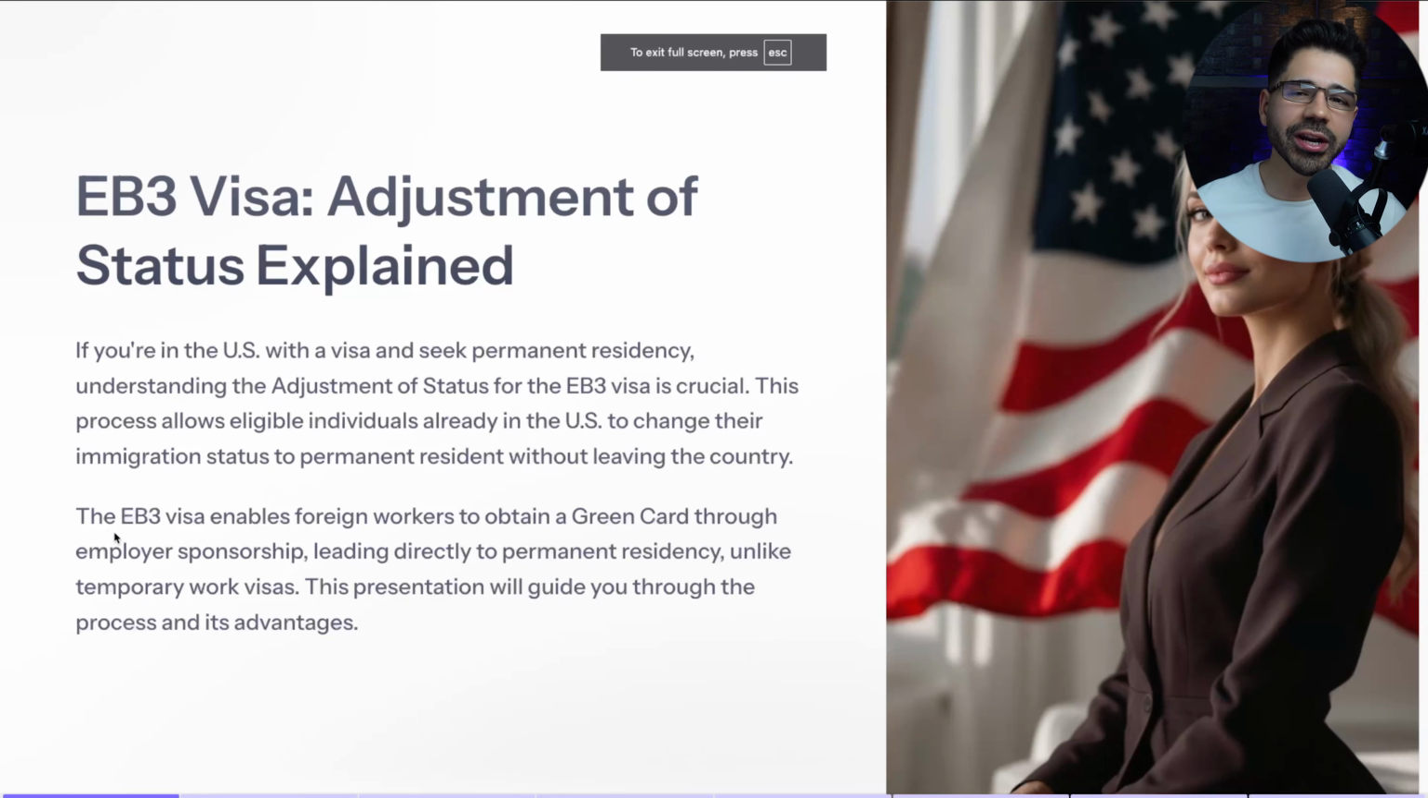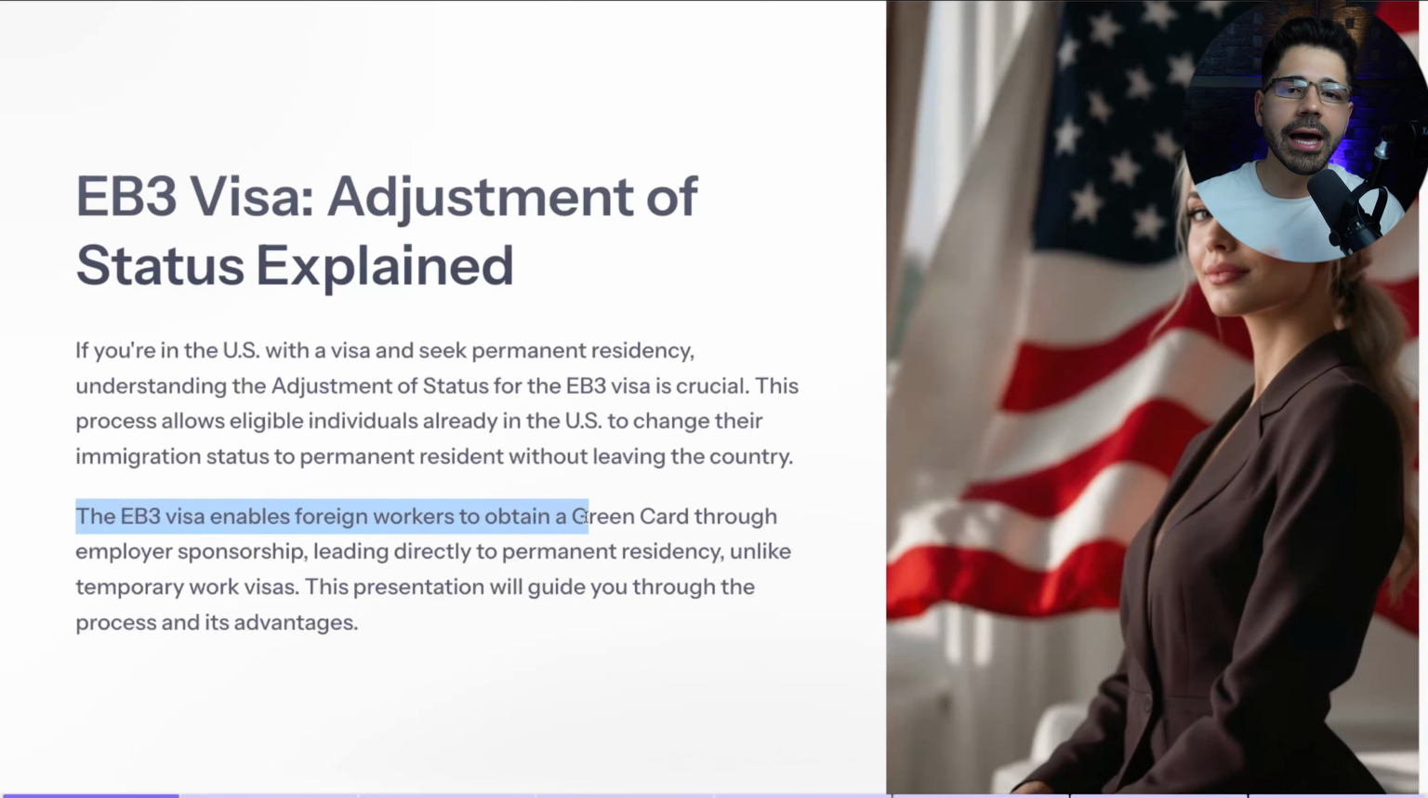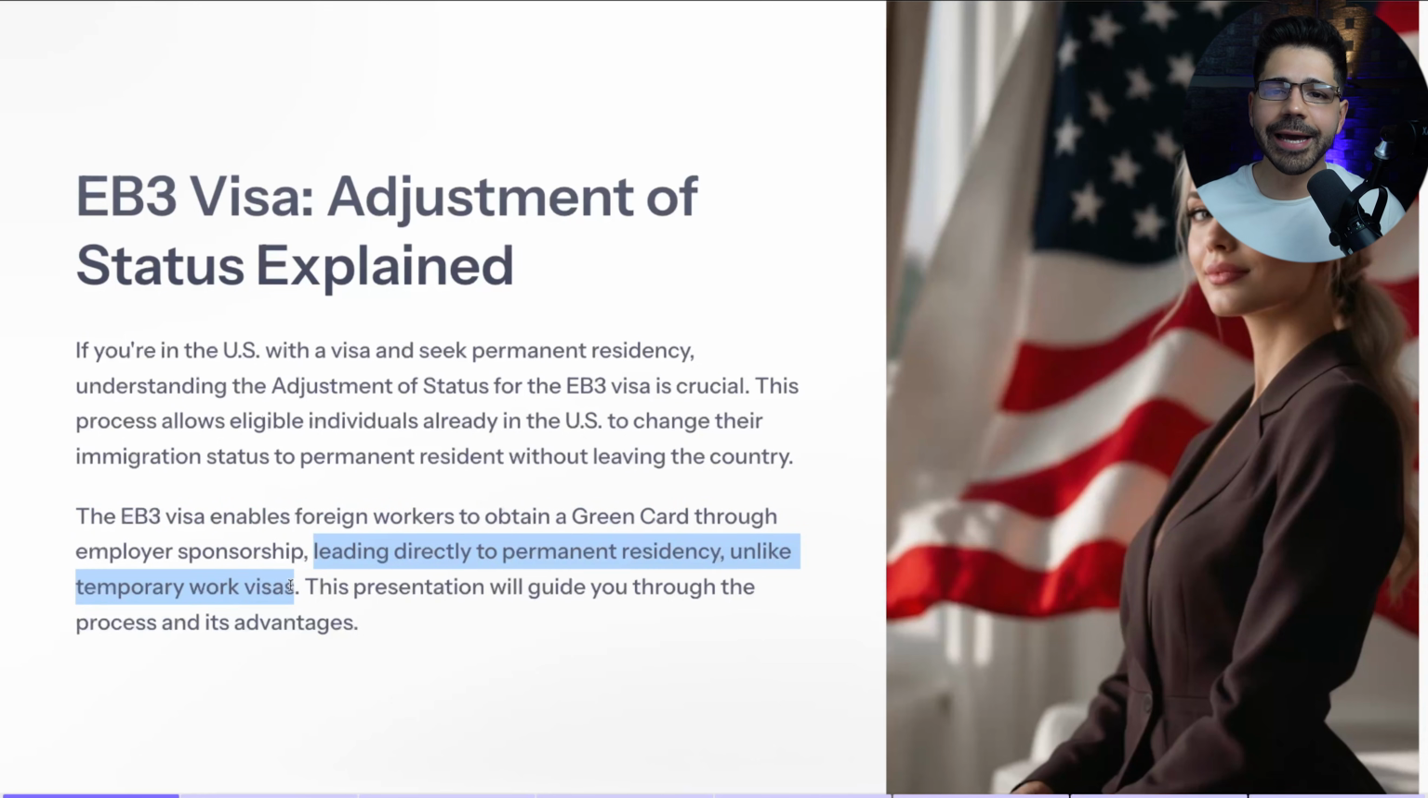Okay guys, before talking about the adjustment of status, it's important to know that the EB3 visa allows foreign workers to obtain permanent residency, so a green card, in the United States through an employer who sponsors their application. An important point to highlight is that unlike other temporary work visas like H1B, H2B or J1, the EB3 leads directly to permanent residency.